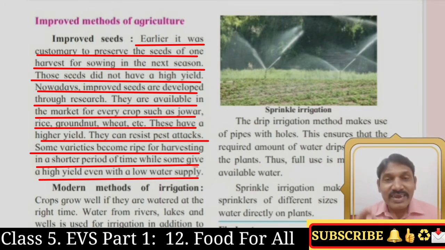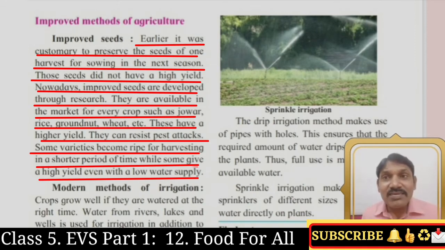See student, what is important here? In the traditional method of farming, the farmers used to save the yielded seeds and preserve them. The farmers used to sow the preserved seeds for growing the crops in the next season. Earlier it was customary to preserve the seeds of one harvest for sowing in the next season. Such seeds did not have a high yield, or they could not grow a proper crop.